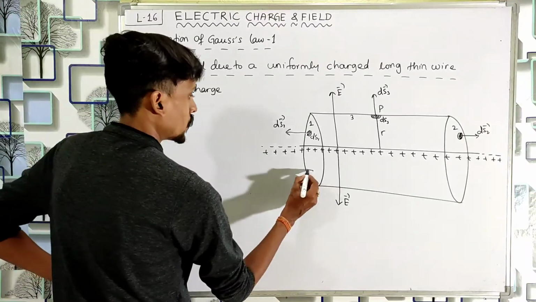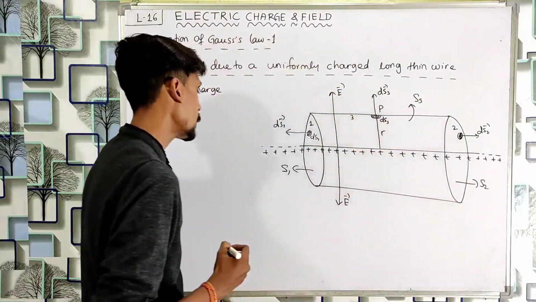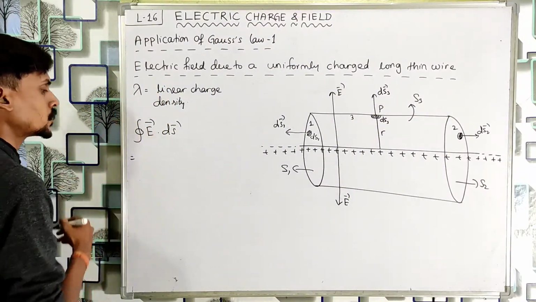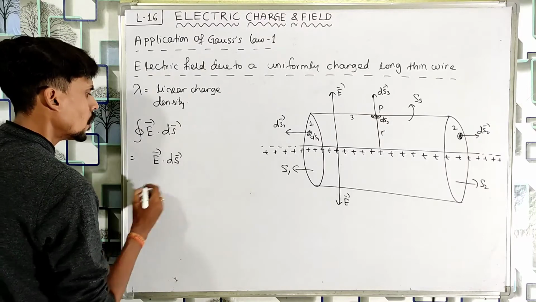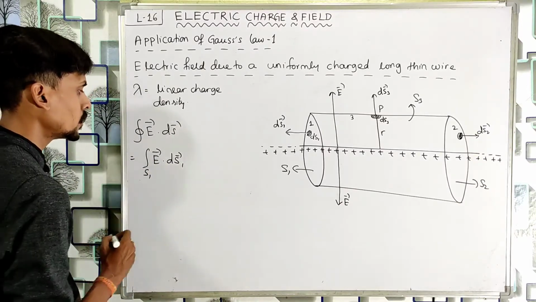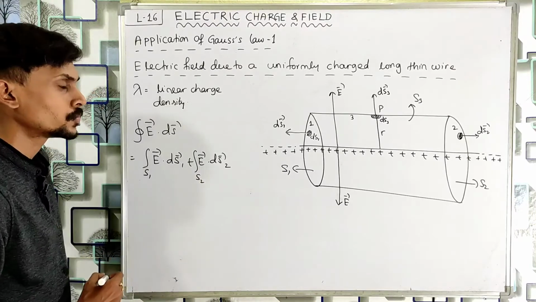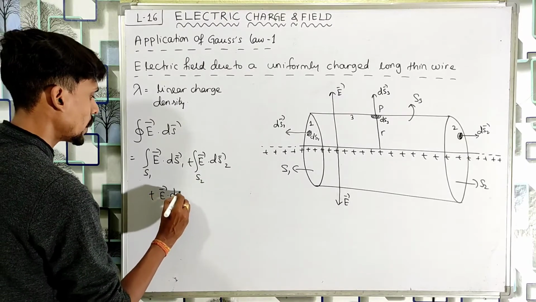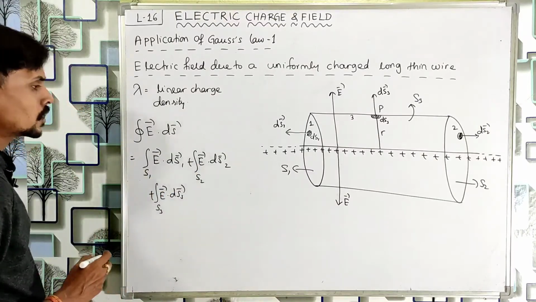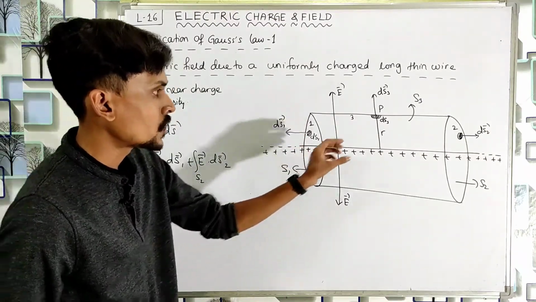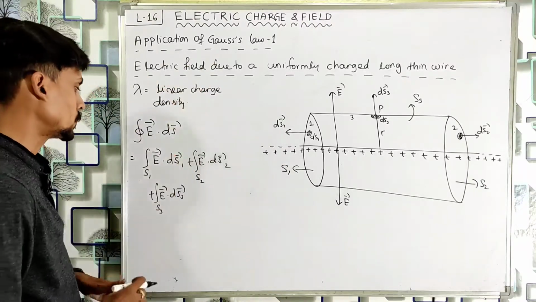So this is surface S1, this is surface S2, and this is surface S3. Okay, so the closed surface integration of E dot ds is equal to the integral of E dot ds1 over the surface S1, plus E dot ds2 over the surface S2, plus E dot ds3 over the surface S3. And here don't give the closed surface symbol, because we are individually finding the flux through these three surfaces, and this is not a closed surface. Okay, this is an open surface. Okay, we have a circular surface here.